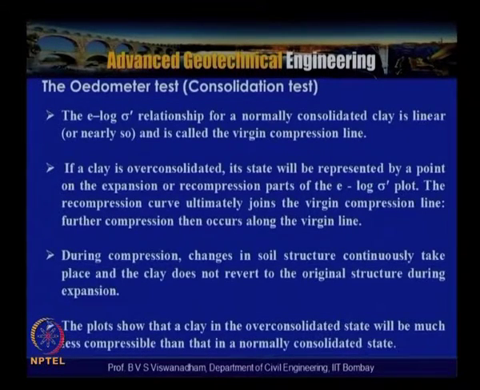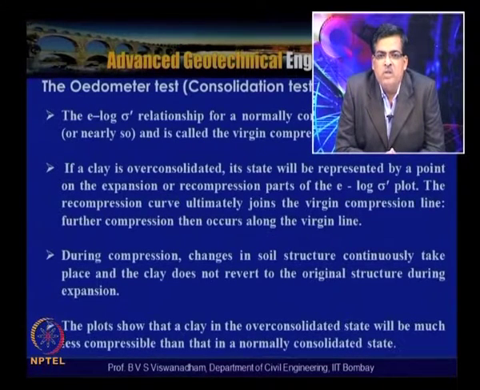The e log sigma dash relationship for a normally consolidated clay is linear or nearly so, and it is called the virgin compression line. If the clay is overconsolidated, its state will be represented by a point on the expansion or recompression parts of the e log sigma dash plot. The recompression curve ultimately joins the virgin compression line, and further compression then occurs along the virgin line.